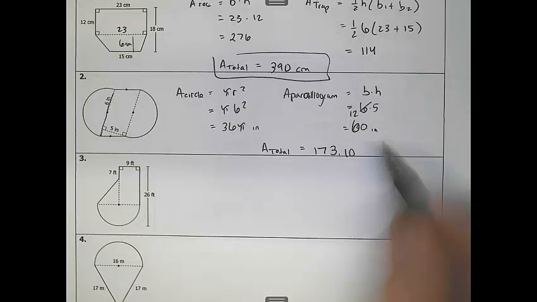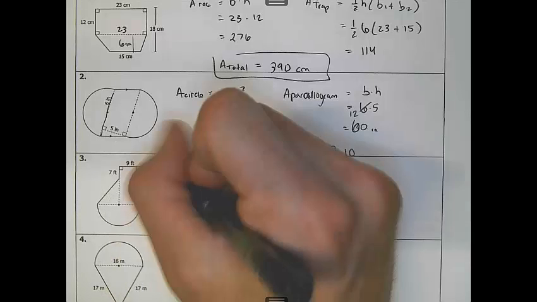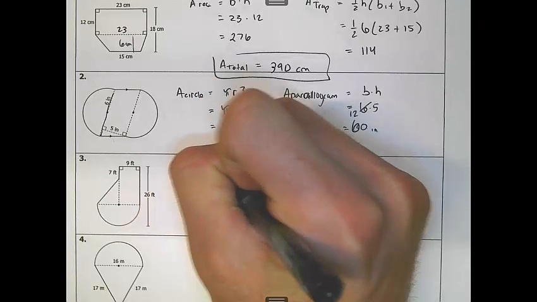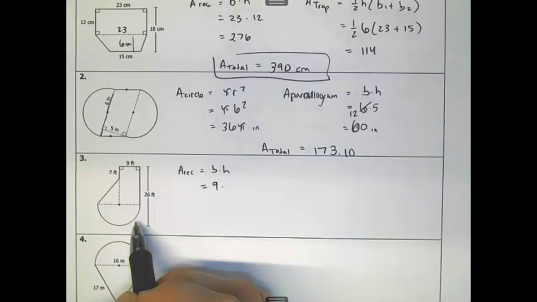Okay, so the next one then looks like we have a triangle, a rectangle, and a semicircle. So let's start with a rectangle, I guess. Area of the rectangle is base times height. The base looks like I'm going to use 9 for that. Now the height I have to find.